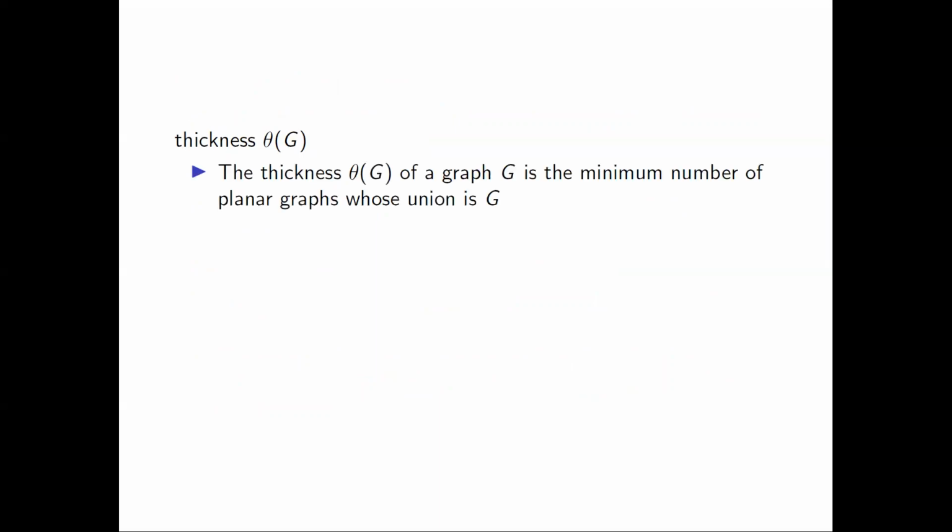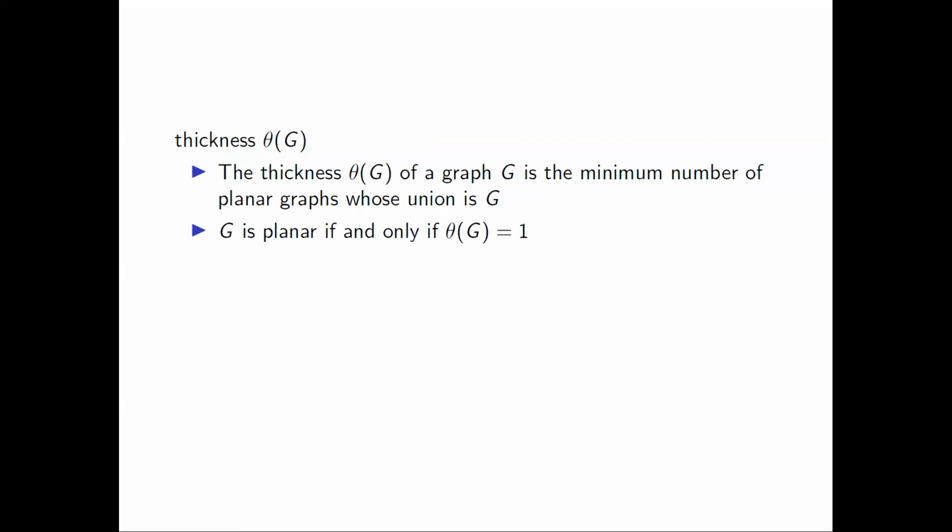So let's define that explicitly though. Given some graph G, we define the thickness, which we denote theta of G, and it is just the minimum number of planar graphs whose union is G. So we can define the thickness as that, and that's the exact thing that we were describing on the previous slide, or at least it's equivalent to what we were describing on the previous slide.